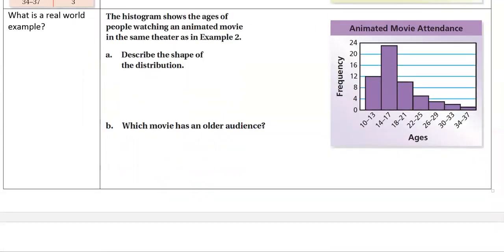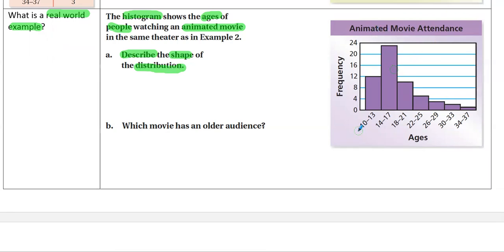Okay, so what is a real world example? Well, this is a real world example. The histogram shows the ages of people watching an animated movie. Oh, versus a comedy. First, part A, describe the shape of the distribution. So let's describe the shape. We only have 3 different options, right? We have symmetric, skewed left, and skewed right.